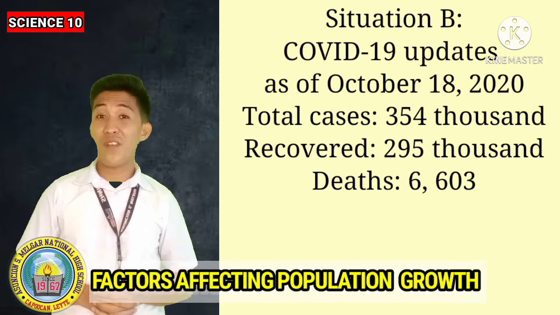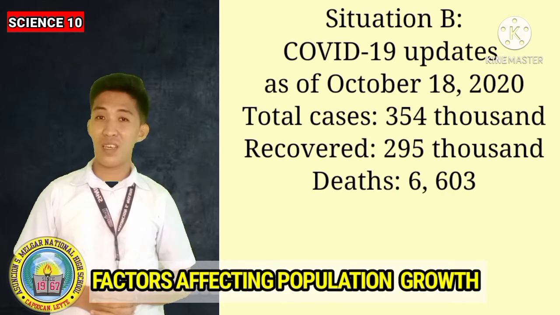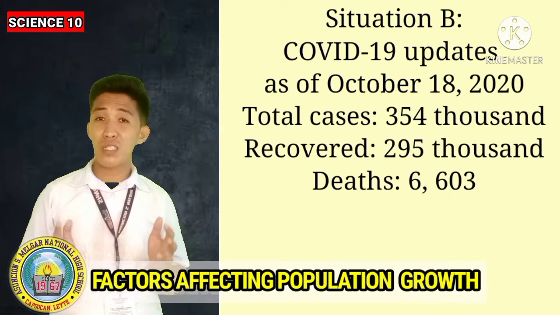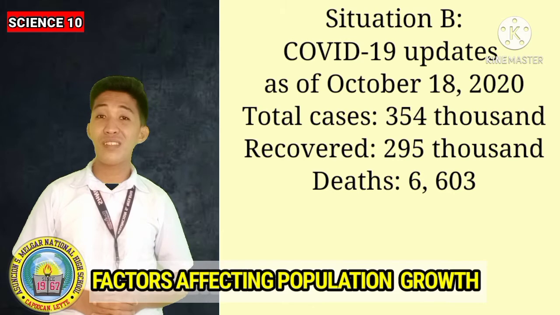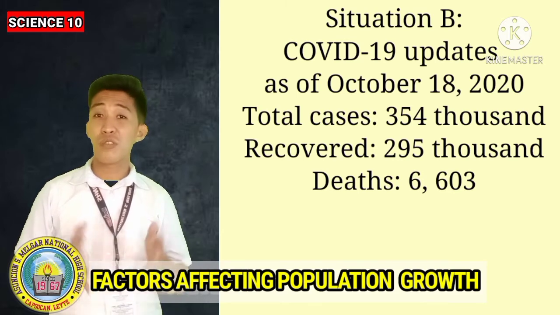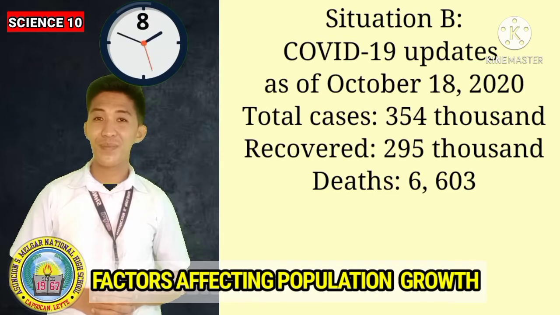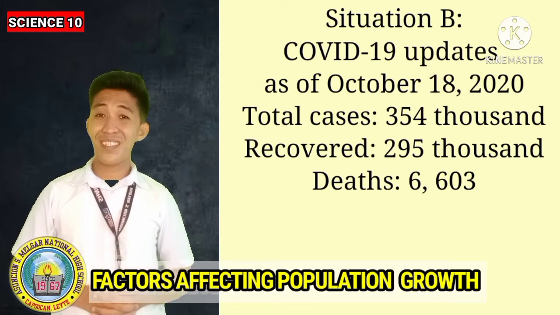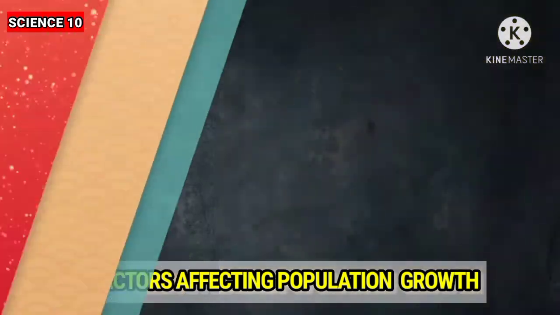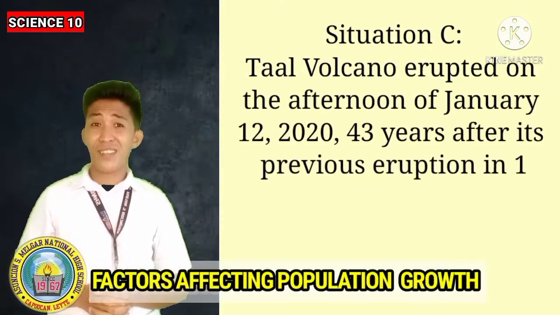COVID-19 updates as of October 18, 2020. Total cases 354,000, total recoveries 295,000, and the total death is 6,603. So the factor that affects the population growth being referred in this situation is... excellent, it's infectious diseases. Let us have the next situation.